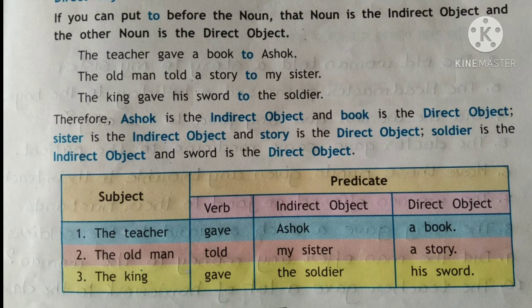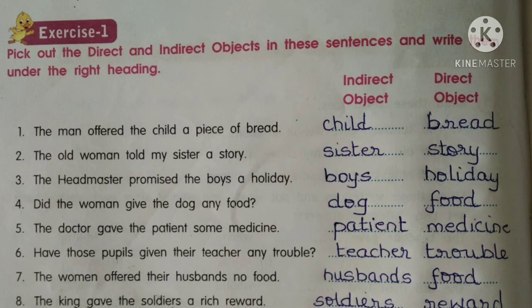So remember, when we need to find out a direct object and indirect object in your sentence, first we find the verb and ask these two questions, what and whom. If you get an answer by asking what to the verb, that will be your direct object. And when you ask the question whom to the verb and you get the answer, that will be your indirect object. Let us start with exercise 1.